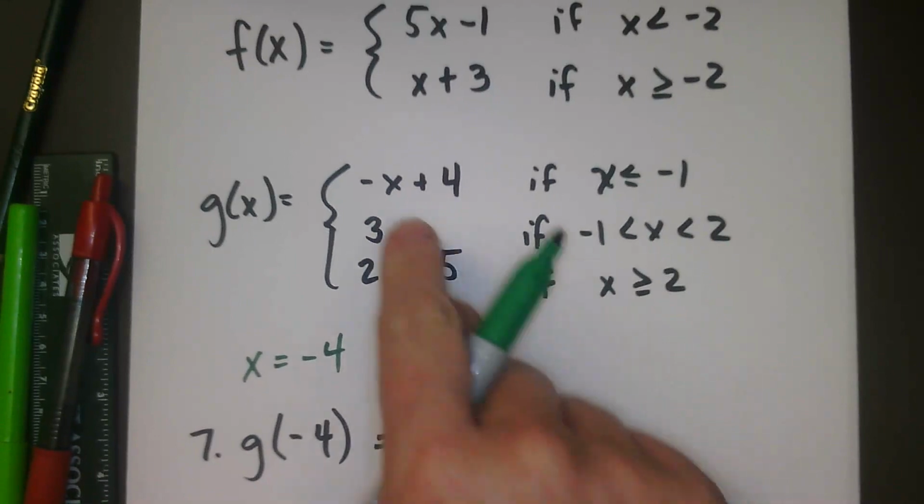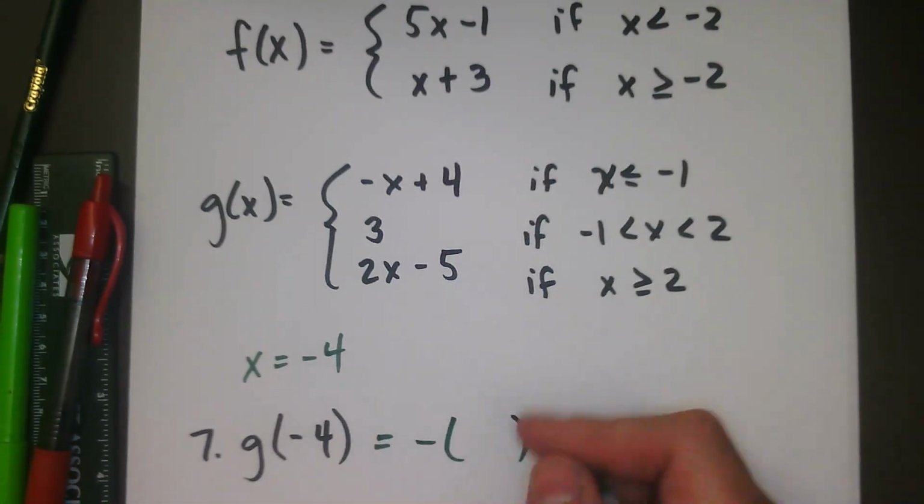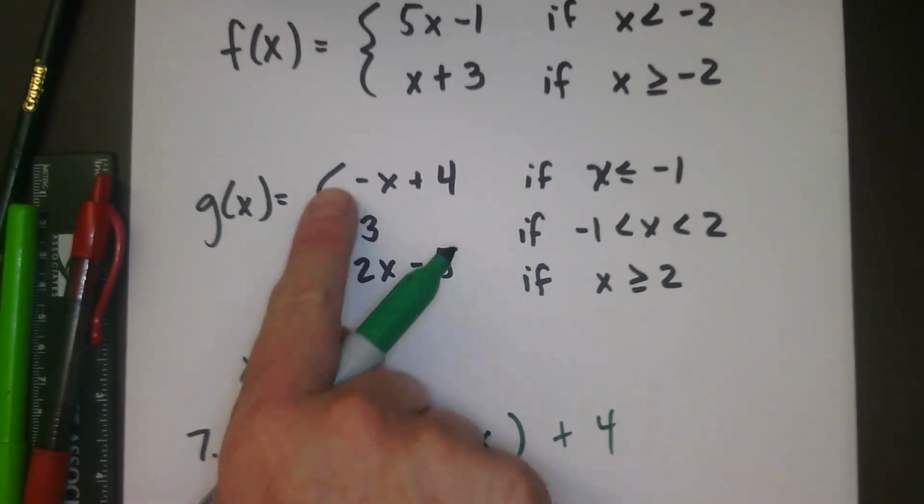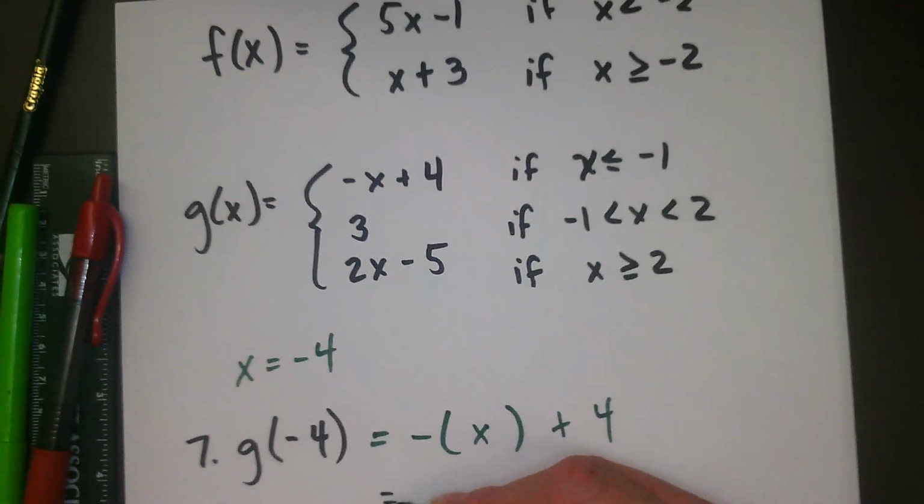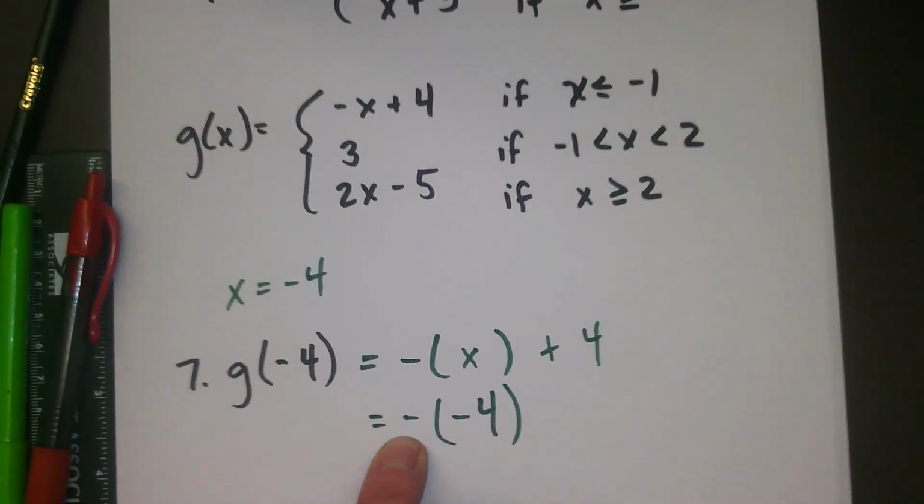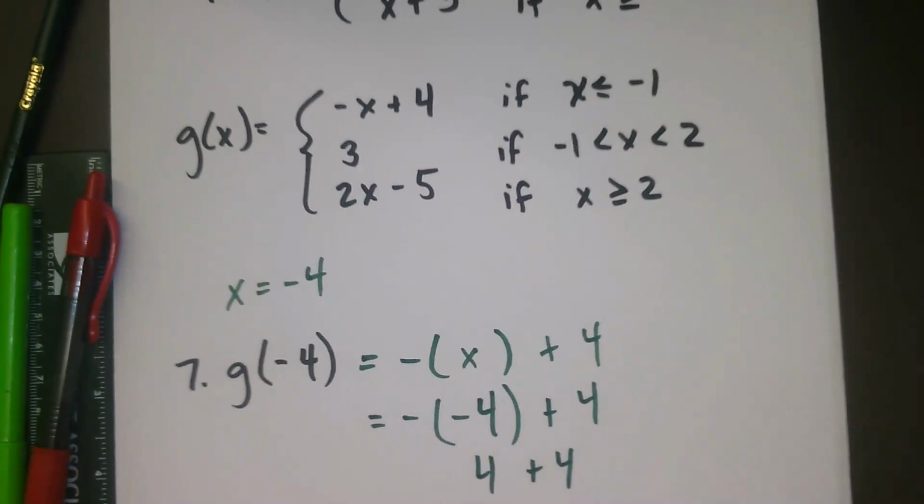So what I'm going to do here is plug in -4 right here. Now be careful, it's -x plus 4. I put parentheses around it because I really want it to be clear that that negative is separate from the x. When I plug in my -4, there's a negative from the equation. So really what it becomes is 4 plus 4, which is 8.